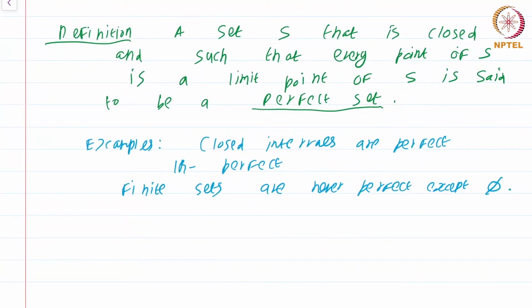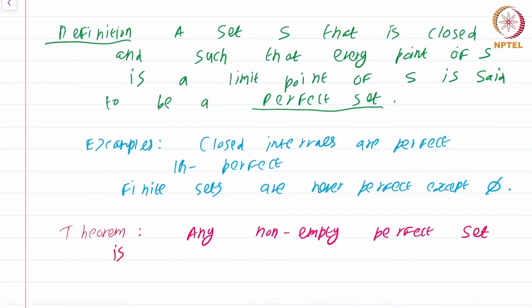Now we are going to prove that a perfect set has always got to be uncountable. This is a nice theorem that illustrates a number of things that we have been using. Theorem: any non-empty perfect set is uncountable. Let's prove this.